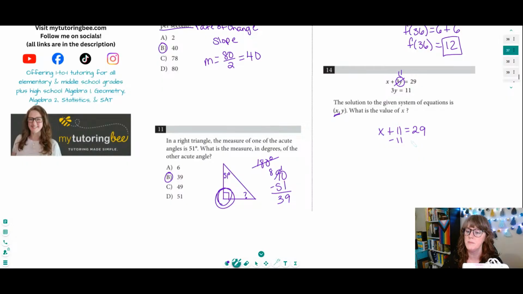So that's pretty easy. Let's go ahead and subtract 11 from both sides of the equation. So x equals, looks like 18. So that is our value of x. So this would be the x portion of our coordinate.